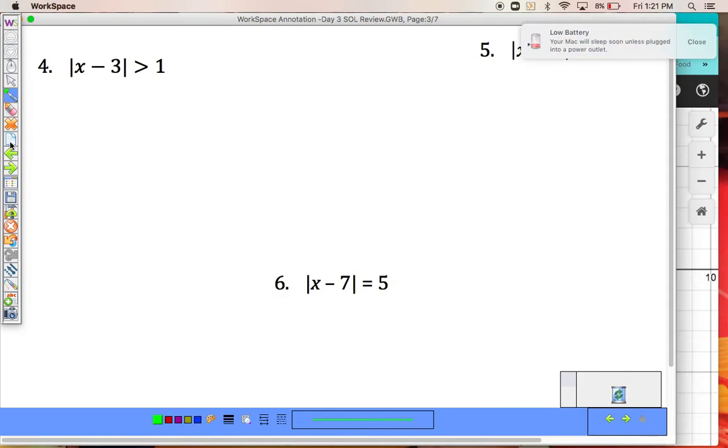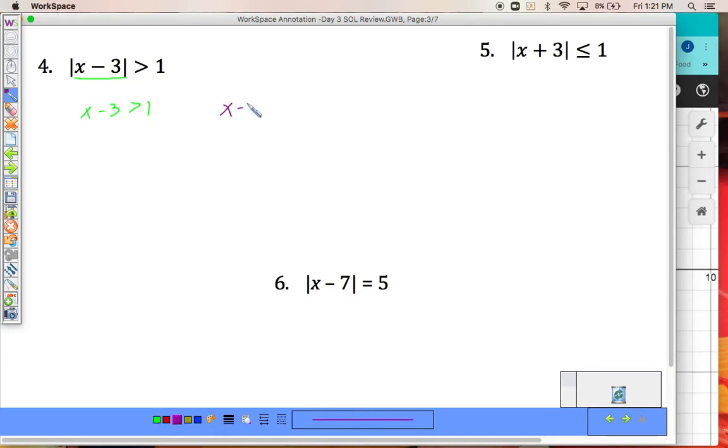Absolute value of x minus 3 is greater than 1. All right, we have a compound inequality, a compound absolute value inequality. Make it even bigger. All right, so we're going to have to write two absolute values. And we're going to put a word between them. So to write my two absolute values, I'm going to write x minus 3 is greater than 1 as my first one. Just leave it as it is.